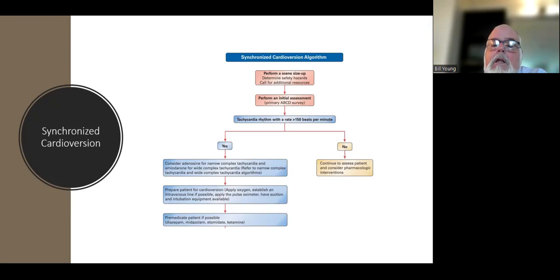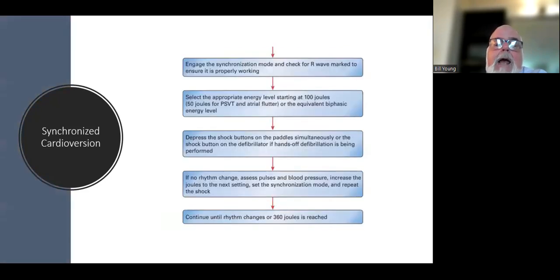Now, what are we looking at here as far as your cardioversion?